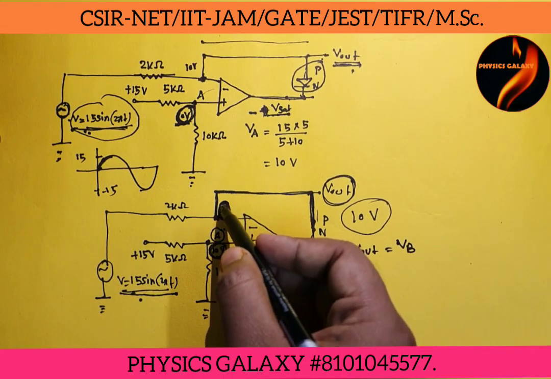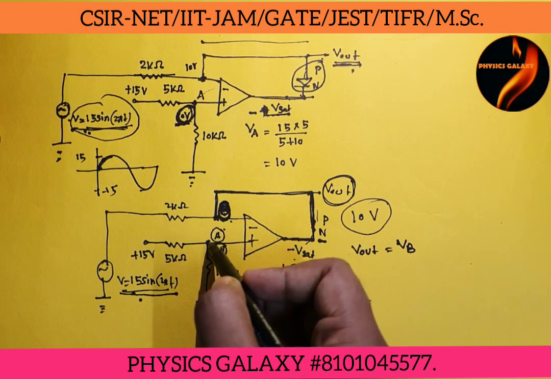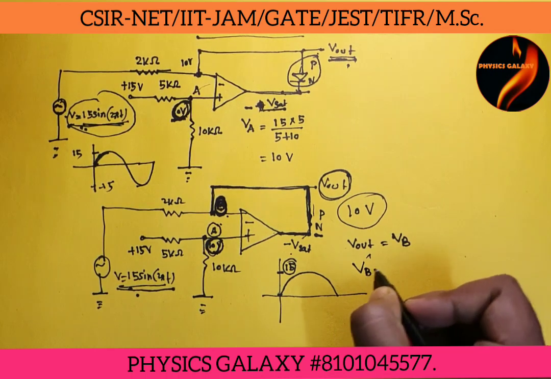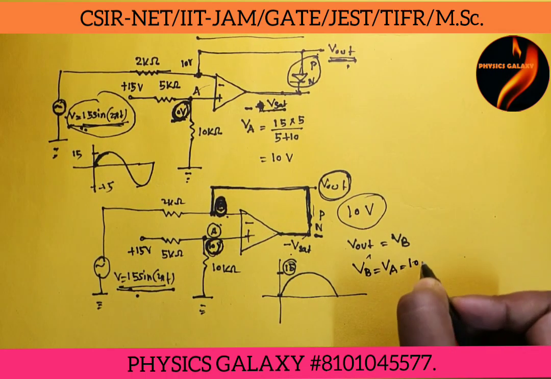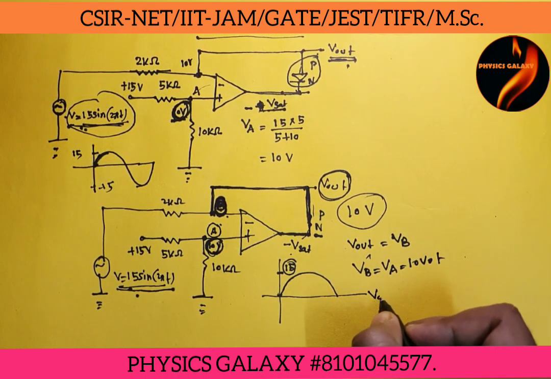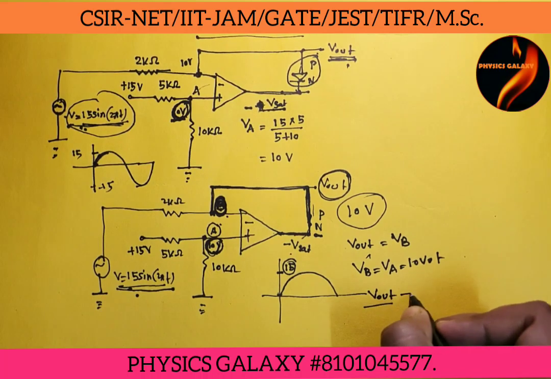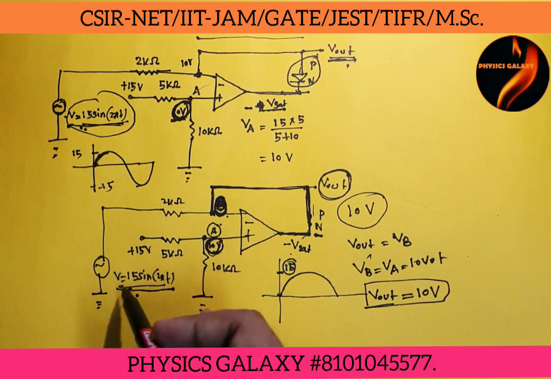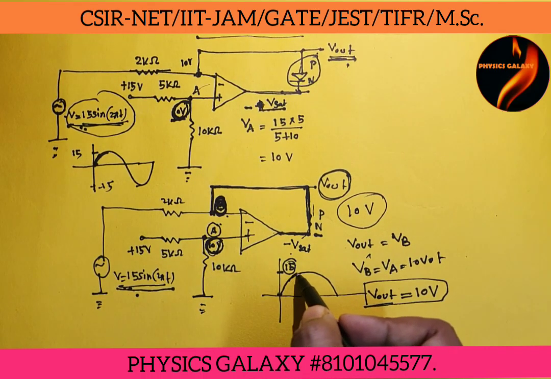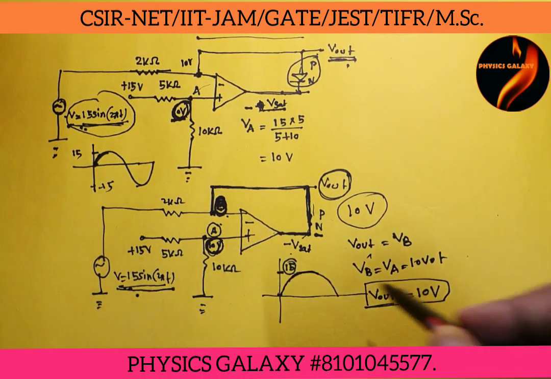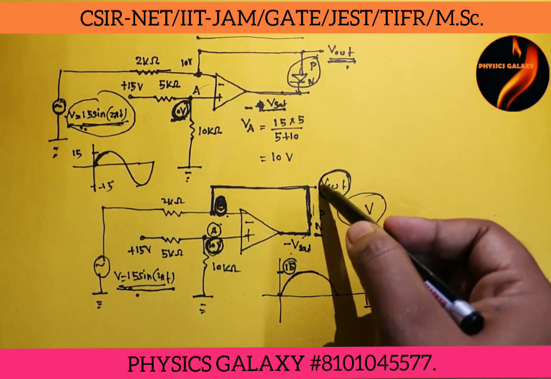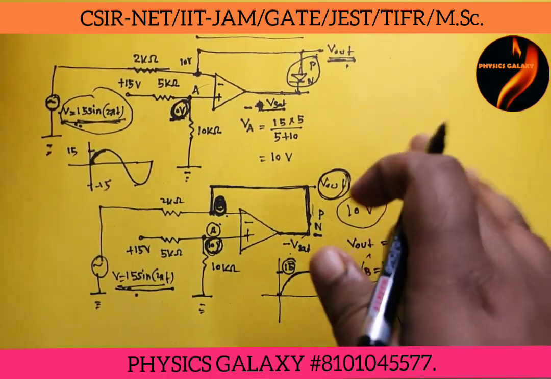And as the maximum value of VB is equal to the potential at VA, we can say that VB equals VA equals 10 volt. So the maximum value of the output voltage will always be equal to 10 volt, even if the input voltage is greater than 10 volt. So this is the maximum value of the output voltage Vout here. So this is the solution of this problem.